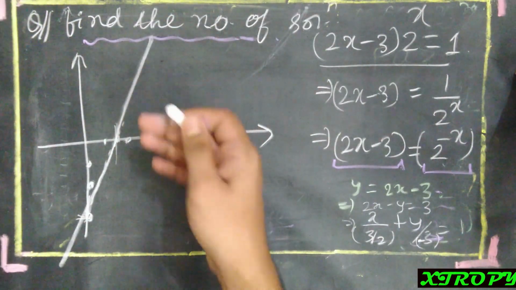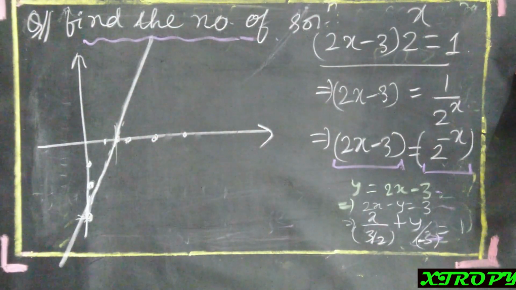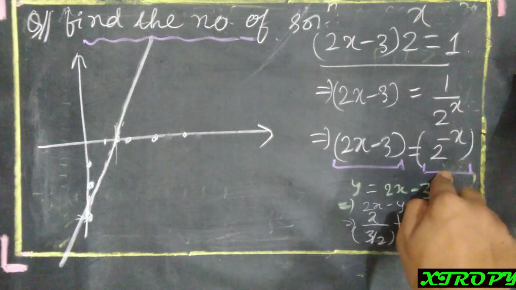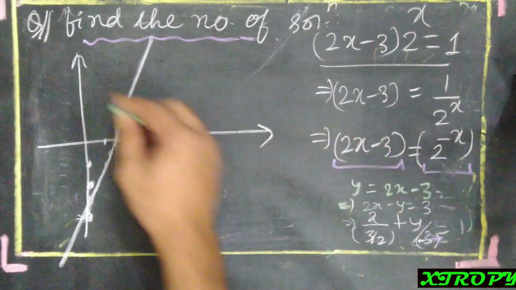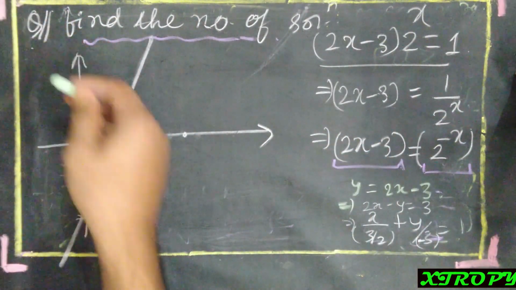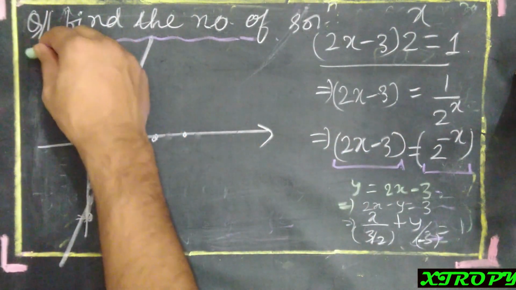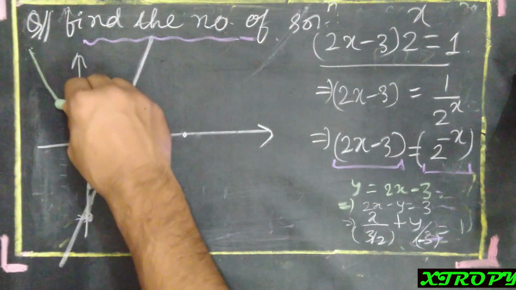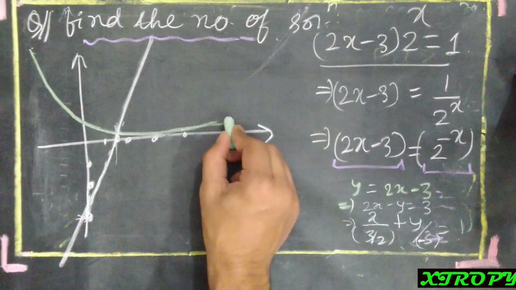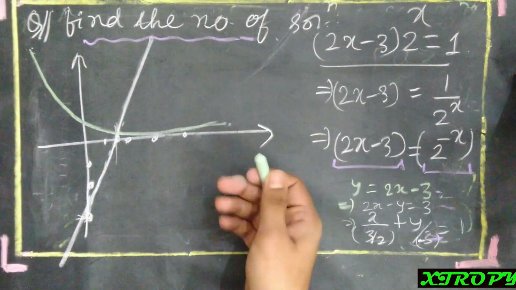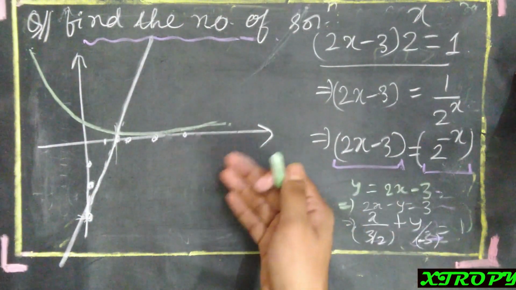That's quite a straight line, I guess. Now you need to draw the graph of 2 power minus x. So this will be a decreasing function, and I will now show you what is the nature of the graph. This graph would come somewhat like this. It will not touch the x-axis. The x-axis is actually its asymptote. You will learn later on what an asymptote is.